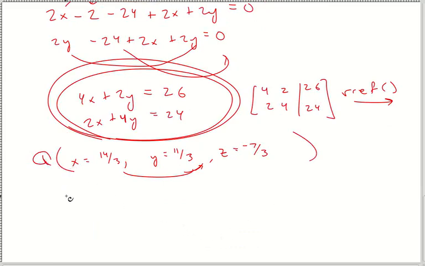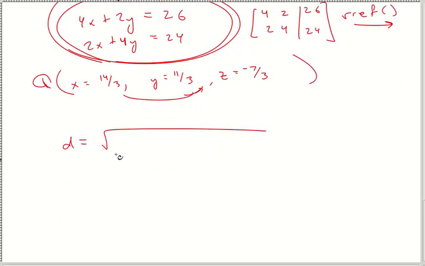That's good. If they were asking for that, we would be done, but they want the distance still. And the distance straight up would be the square root. So therefore, (14/3 minus 1) squared, plus (11/3 minus 0) squared, plus (negative 7/3 plus 6) squared. Notice that I kept that square root because I'm actually wanting the distance, not just the max or min, but the actual distance.